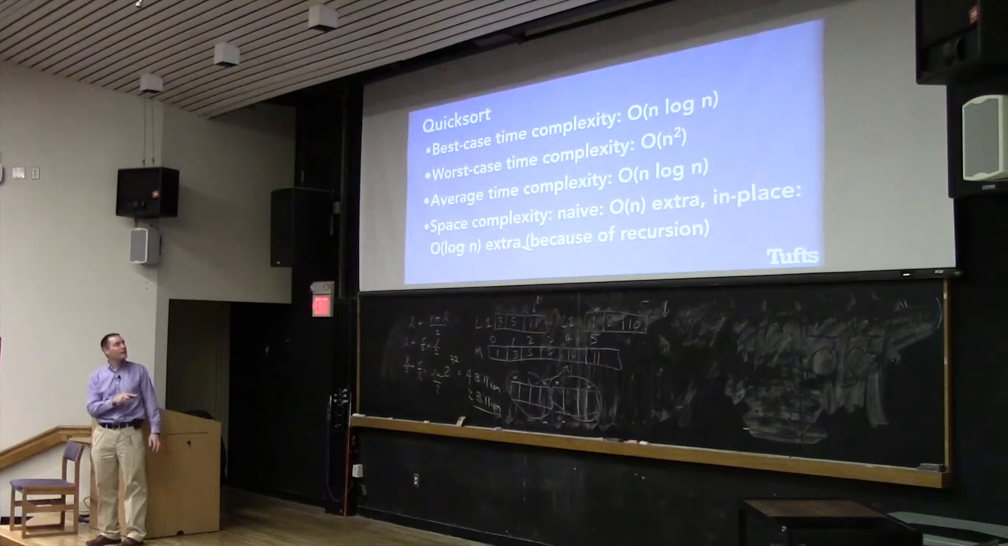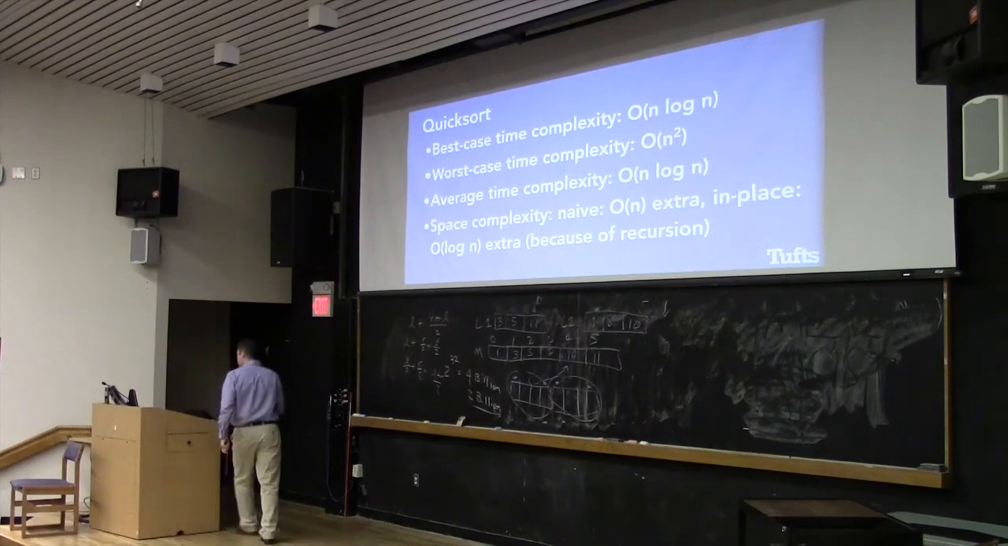But do not worry about this, right? Space complexity, don't worry about this. This is the one you want to worry about. Best case for Quicksort, n log n. Worst case, n squared, but very rare. Okay? Average, n log n. Okay? All right, questions on Quicksort?